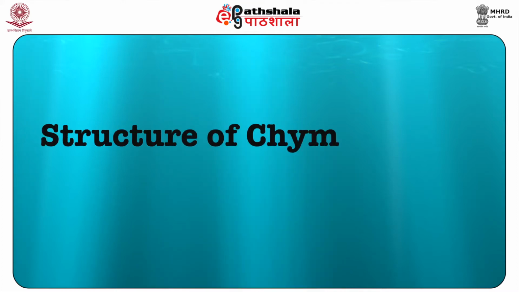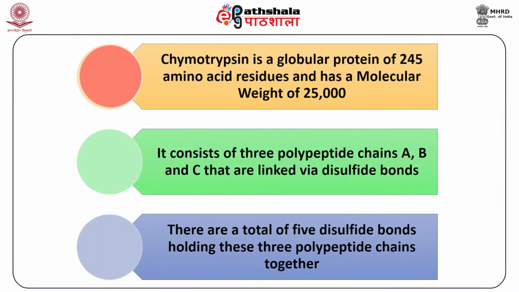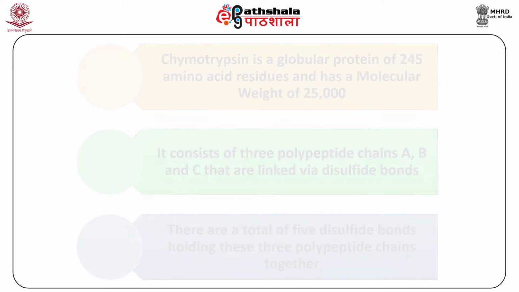First we will talk about the structure of chymotrypsin. Chymotrypsin is a globular protein of 245 amino acid residues and it has a molecular weight of 25,000. It consists of 3 polypeptide chains A, B and C that are linked via disulfide bonds. There are a total of 5 disulfide bonds holding these 3 polypeptide chains together.